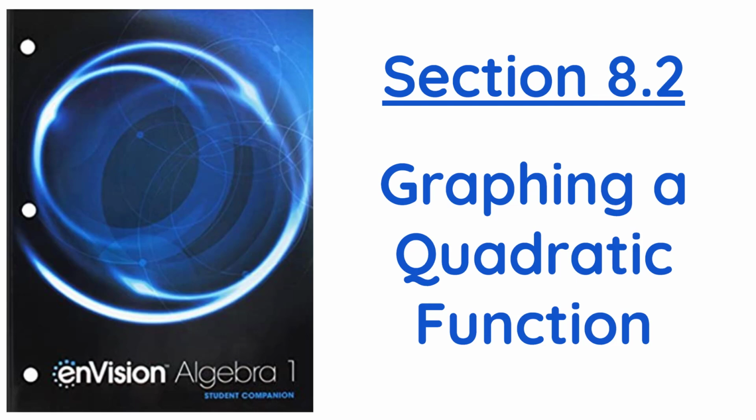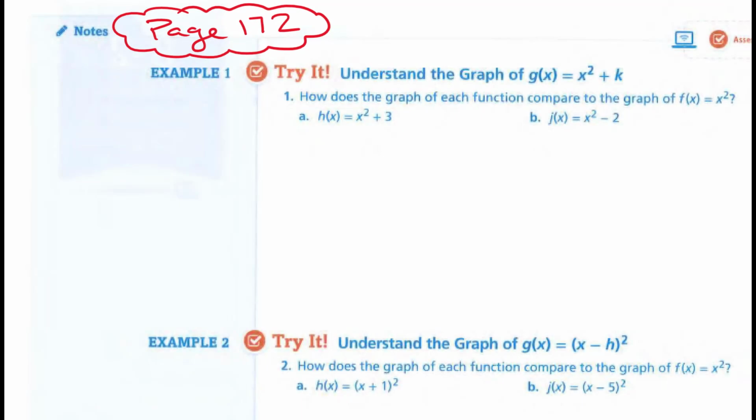Welcome to Section 8.2, Graphing a Quadratic Function. Please turn your student companion book to page 172, and let's begin by taking some notes in the margin. Today we're focusing on graphing quadratic functions. A quadratic function can be written in the form f of x is equal to a times the quantity x minus h squared plus k.